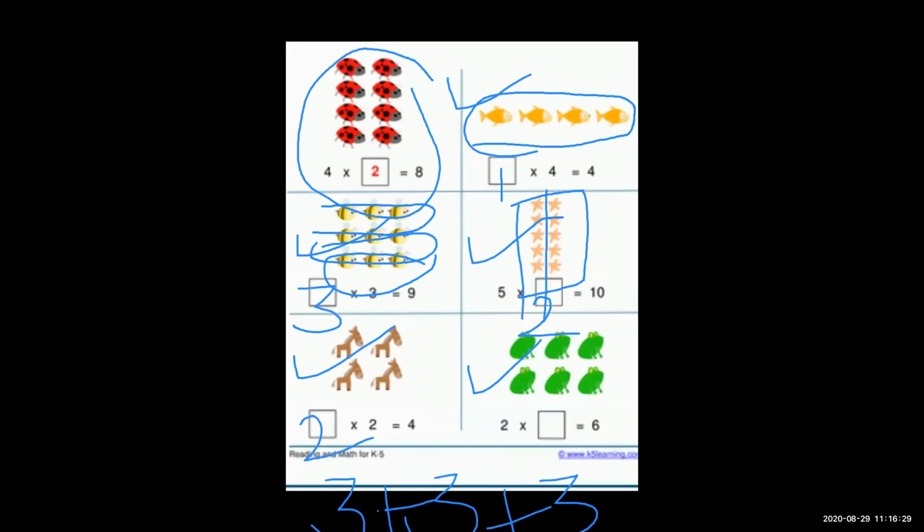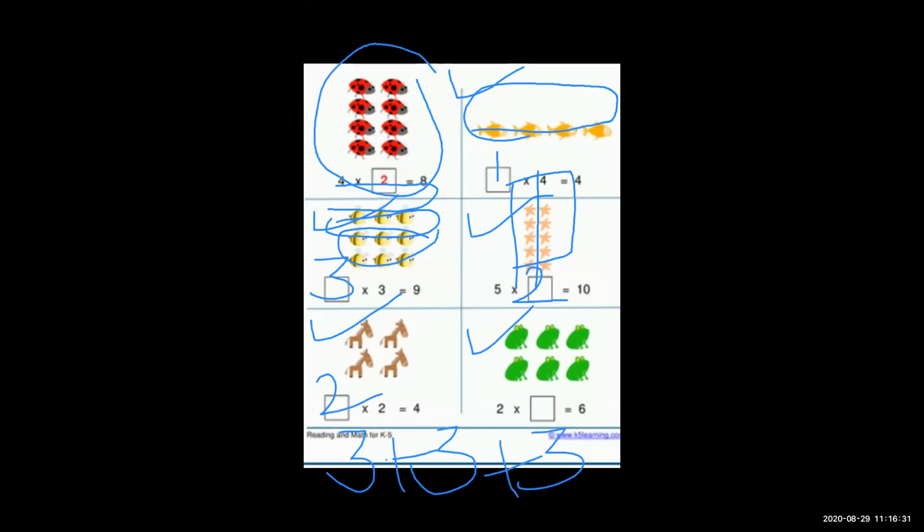2 into 3 is equal to 6. That means you want to add the 2 how many times? 3 times. You want to add 2 how many times? 3 times. Okay?